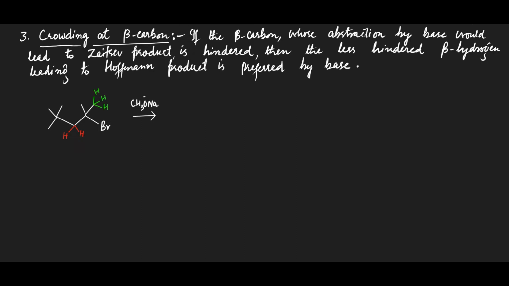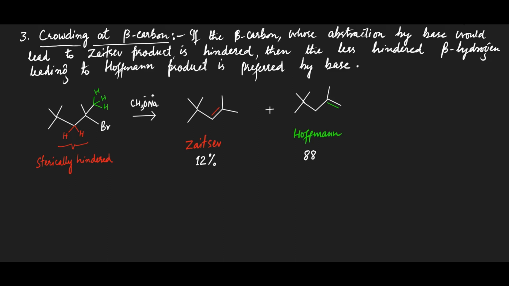These secondary beta hydrogens are sterically hindered, and their elimination with bromine gives this more substituted alkene. The elimination of the less substituted green hydrogen with bromine gives this less substituted alkene. Thus crowding at the secondary beta hydrogen forces the base to abstract the primary beta hydrogen, so that in the end, the Hofmann product is the major product.